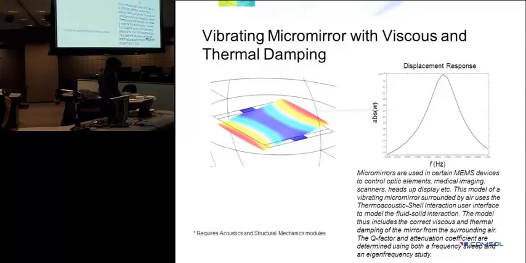This is an example of a vibrating micromirror, generally used in optical elements and medical imaging and heads-up displays. So you have a micro mirror which is vibrating.